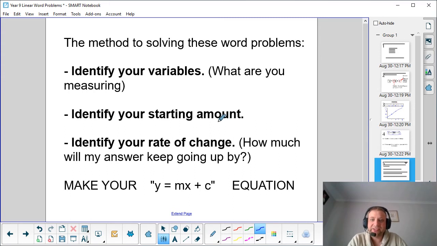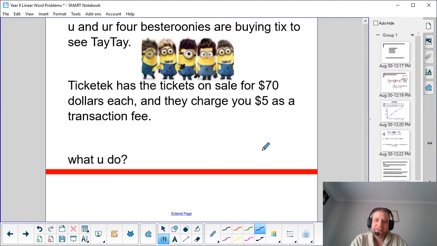You want to identify your starting amount, as we talked about. We're going to be putting that number here. Like whatever number just gets slugged, like kind of hit in the face with, that doesn't change. That's your starting number. And then there's going to be a rate of change, which is like a number that makes things go up and up and up and up.